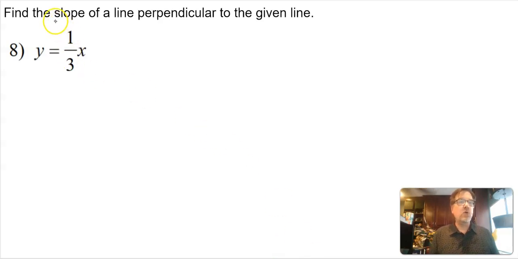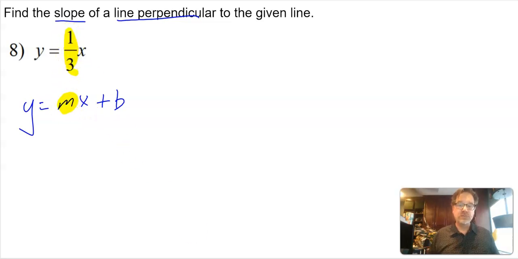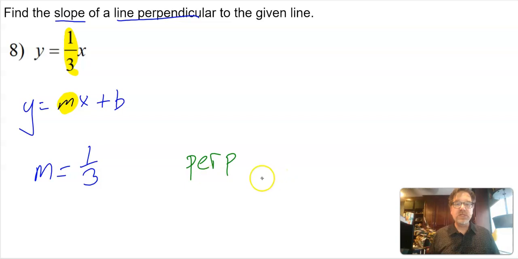Again, I want the slope that's perpendicular to this line. So y equals mx plus b, where m is the slope. M is the slope. So there is the slope of my given line. M equals 1/3. I want the perpendicular slope. So perpendicular says take m. Turn it upside down because this is m over 1. Make it 1 over m.